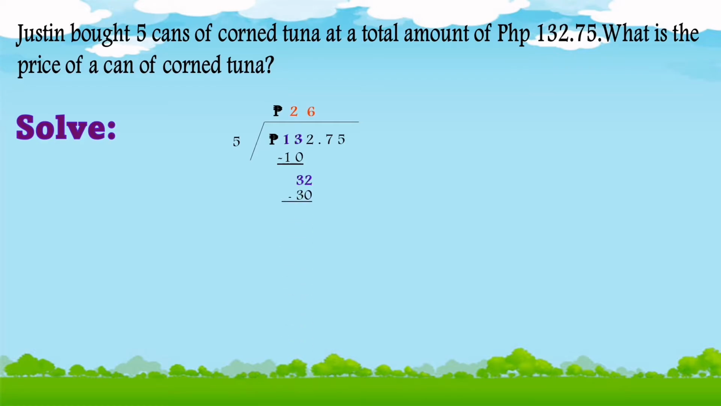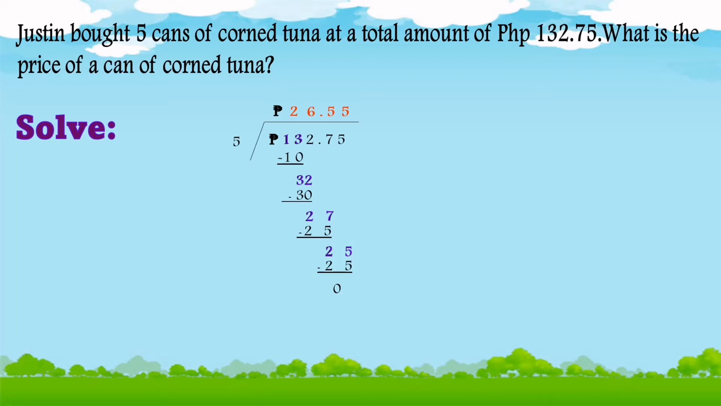6 times 5 equals 30. 32 minus 30 equals 2. Bring down 7. 27 divided by 5 equals 5. Of course, we have to write also the decimal on top of the decimal point. So 5 times 5 equals 25. 27 minus 25 equals 2. Bring down the last digit, 5. 25 divided by 5 equals 5. 5 times 5 equals 25. And 25 minus 25 equals 0.